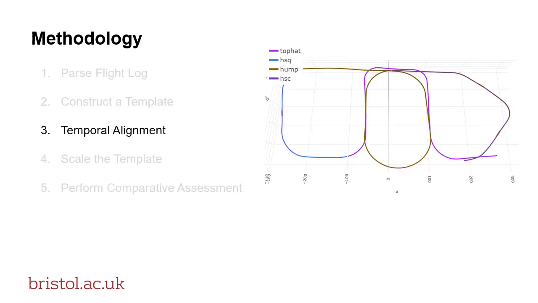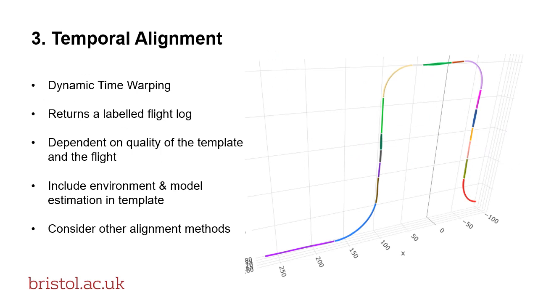Once we have a recorded log and a template log, we can run a temporal alignment between the two to identify all the manoeuvres and elements in the flown data. So far we've been using dynamic time warping to label the flight log. It seems to work pretty well, but it does depend on the flight being a pretty good one and the template being reasonably similar to the pilot's flying style.